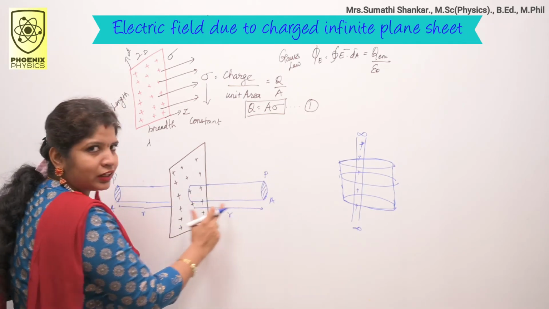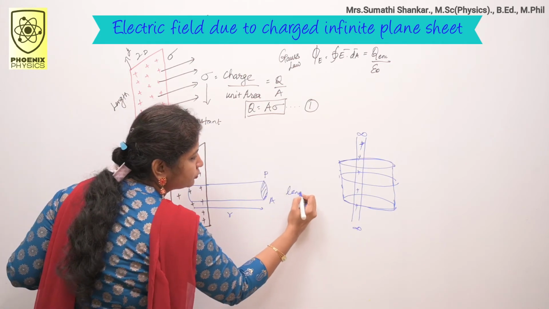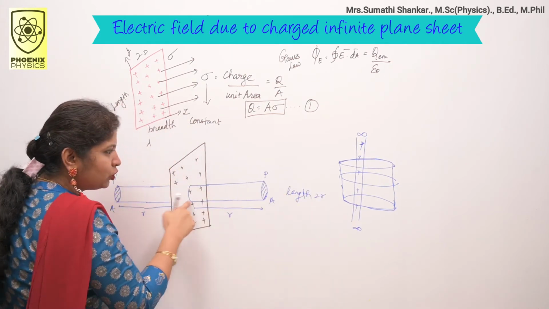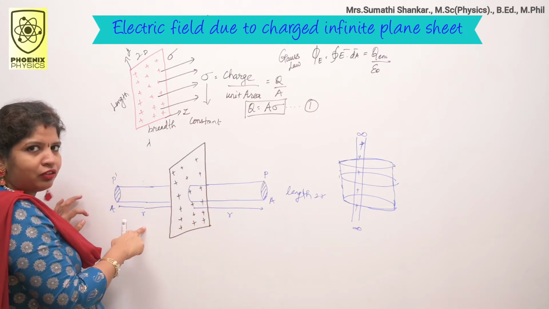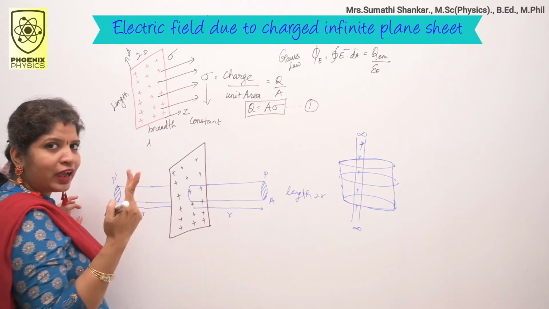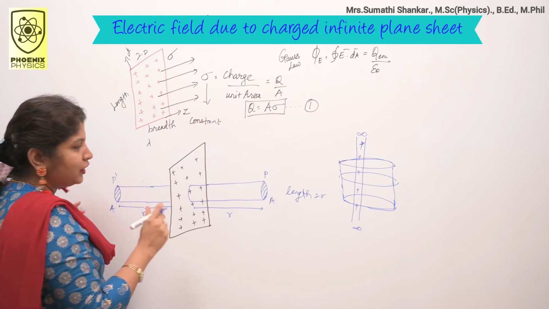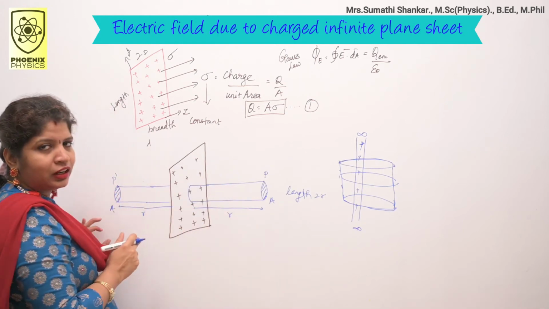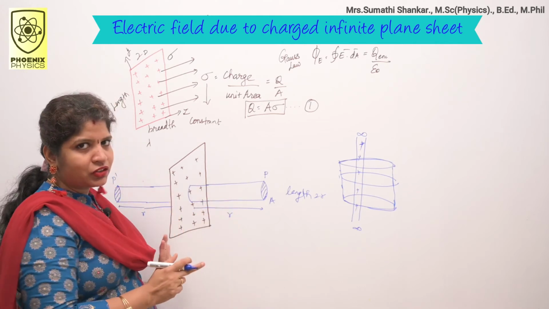This is our cylindrical Gaussian surface. It has length 2r. From this center to this end we have r, and from this center to this end we have r. So totally we have 2r, and we have two flat areas. P and P dash are the two flat areas of this cylinder. The sheet passes through the middle of the Gaussian surface.